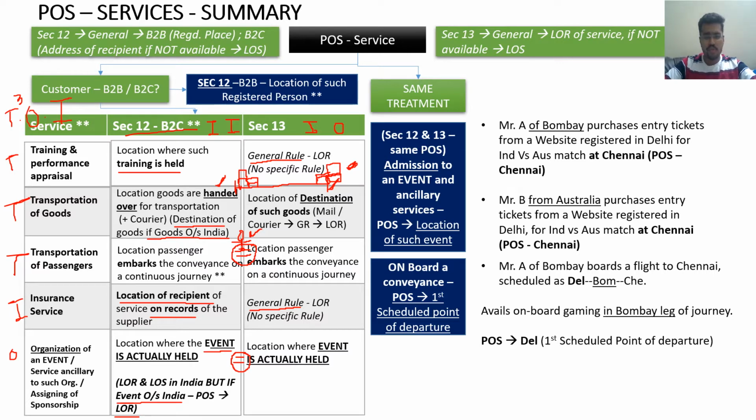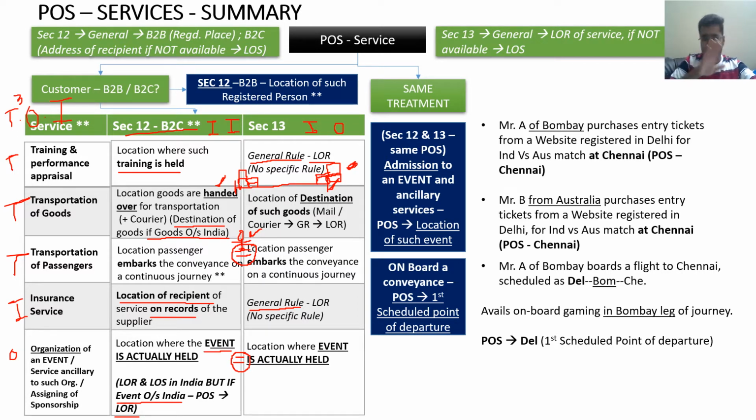For training and performance appraisal services, it is the general rule, that is, the location of the recipient as per section 13. You don't have a corresponding training and performance appraisal provision specifically in section 13, right? Transportation of goods: here in 12 you saw the place where you hand it over for transportation. In section 13, it is the location of the destination of goods, right? You need to see if either party is outside India, where the goods are going, the destination of the goods, that will be the place of supply, right? What about transportation of passengers?